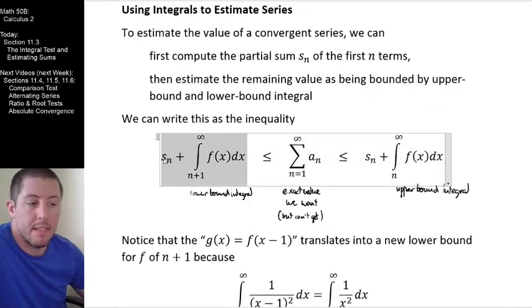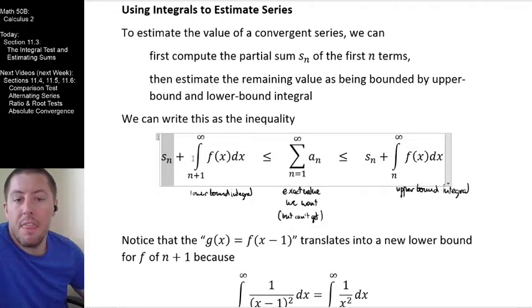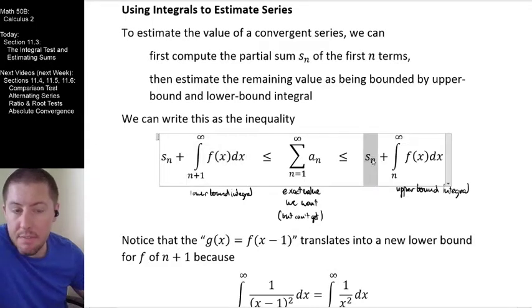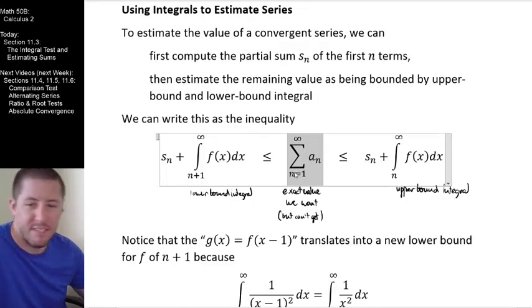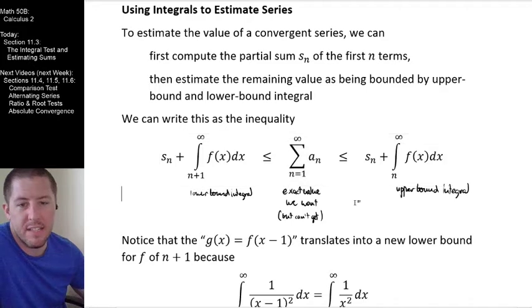Remember that S sub n is saying take the exact value of the first n terms, then add on our lower bound integral to get an overall lower bound estimate. Over here, we're going to get the exact value of the first n terms plus an upper bound estimate. This sum right here is saying take the first n terms and then take all the rest of the terms after that as well, right? This is like the S sub n plus all the remaining actual exact values that are out there.